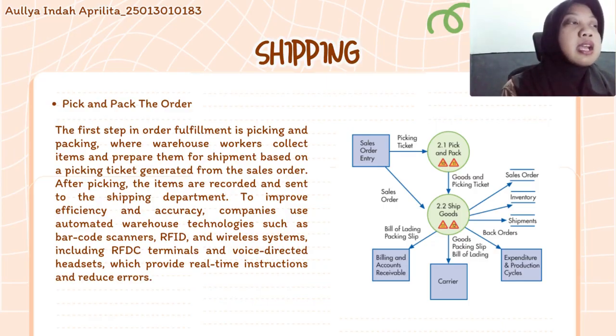On the right side, there is a picture of the data flow diagram for shipping. On the green circle on top, 2.1 pick and pack, there are red triangles filled with numbers 10 and 11. They are the threats that threaten the pick and pack the order process during shipping.